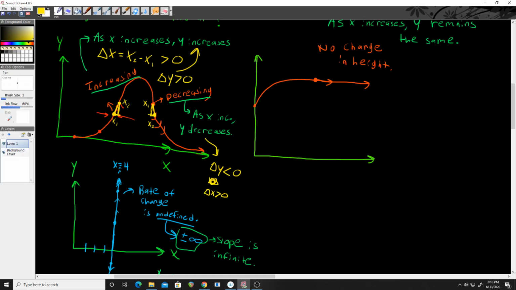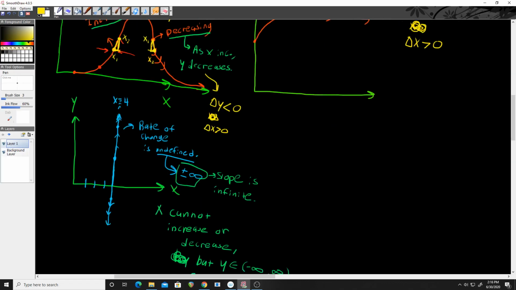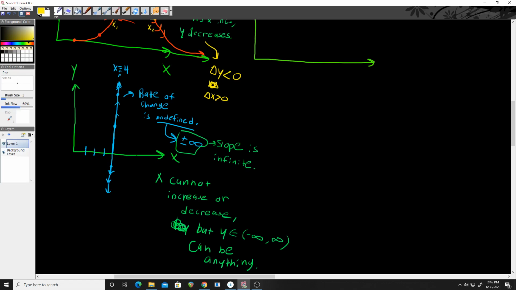Over here, no change in height. That means the change in y is going to be 0. I can't believe I'm writing those backwards. Delta x is still going to be positive over here. And over here, delta x, the change in x, is exactly 0, because x can be 4 and 4 only, okay? And delta y can be absolutely anything.